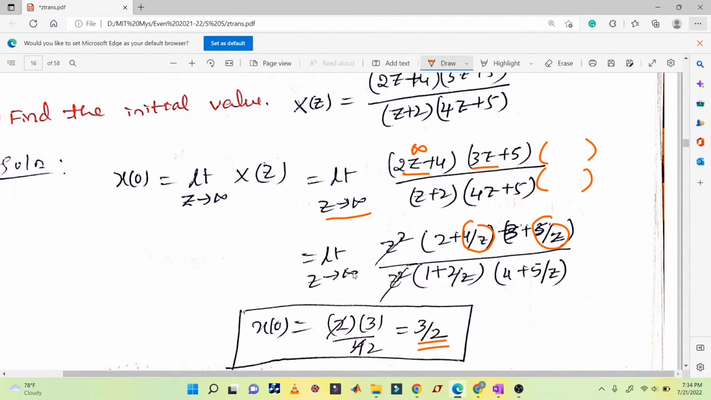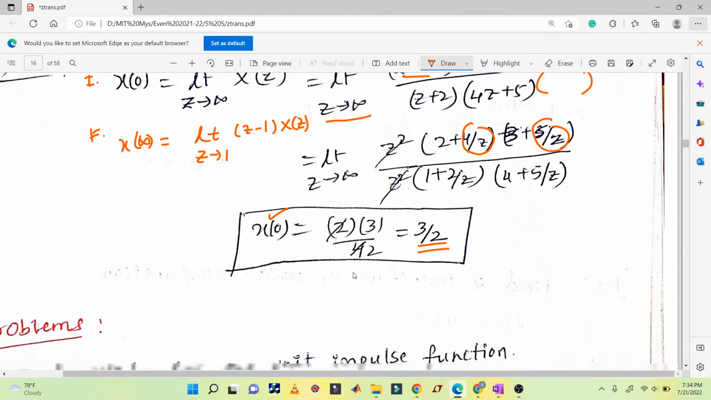So here again the initial value we are going to get is 3 by 2. Remember, x of 0 is limit z tends to infinity x of z. X of infinity, that is the final value, will be limit z tends to 1 of z minus 1 times x of z. These are the two very important equations: initial value theorem and final value theorem.